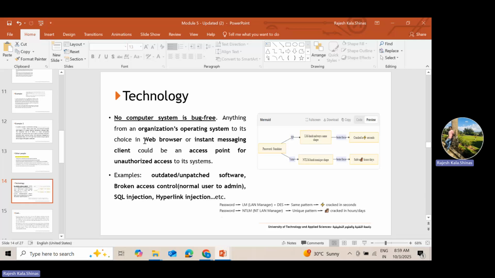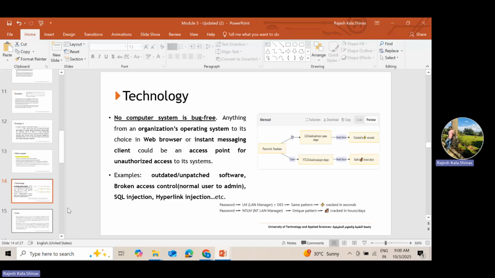Second one is technology. In this case, even the OS will fail. If there are no updates in the OS, or the OS is not patched, or the access controls are broken, or there is SQL injection, or hyperlink injection, or the browser may also be vulnerable to attacks. All these come under technology.